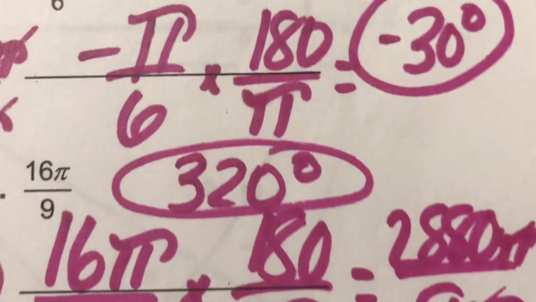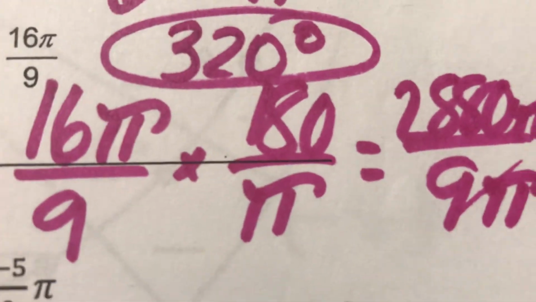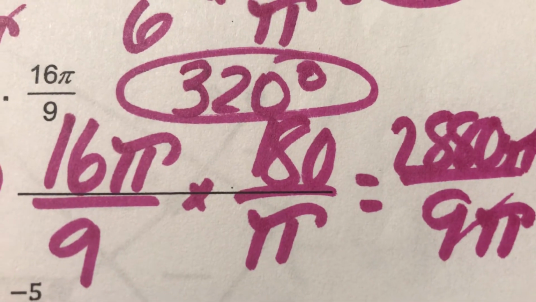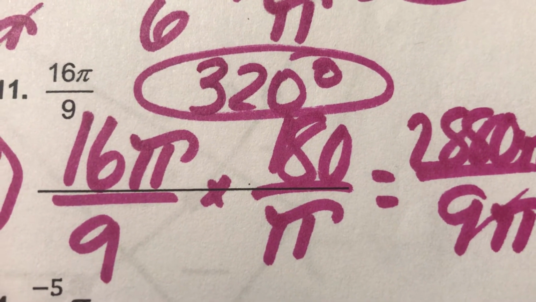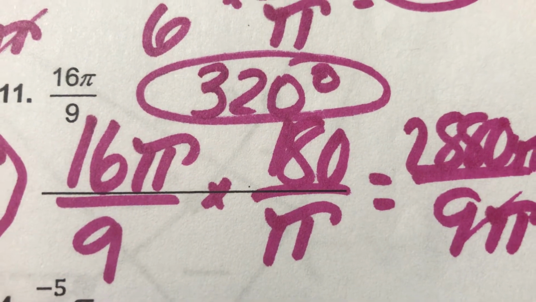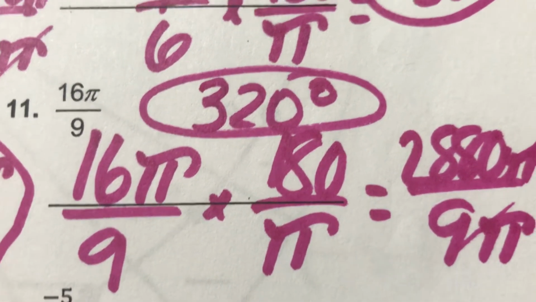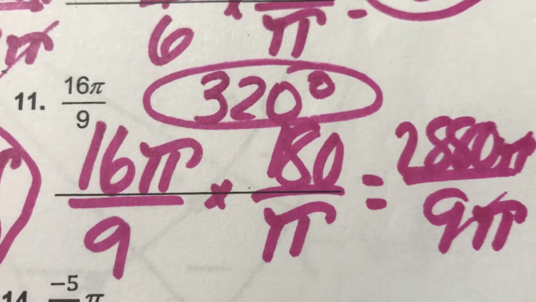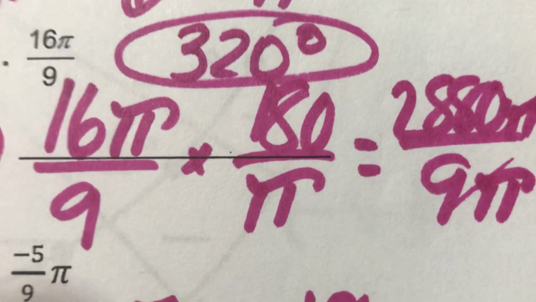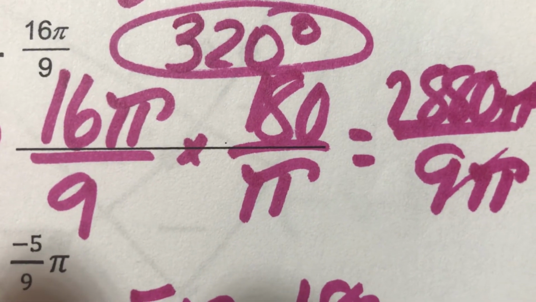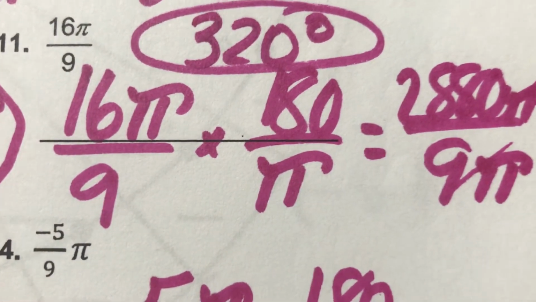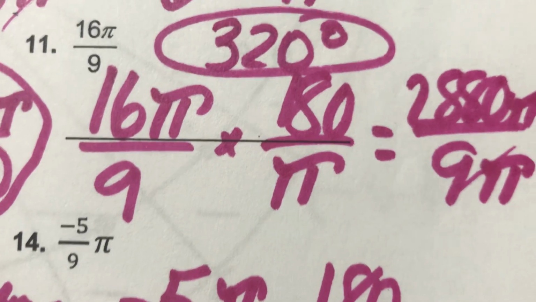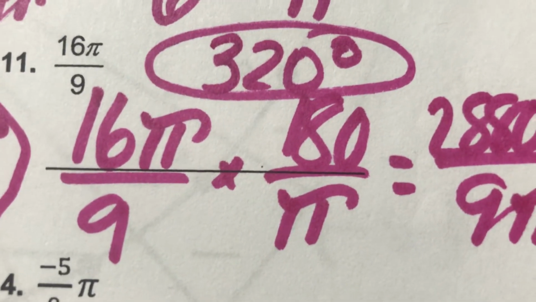Next one that is radians is number 11. Number 11, to convert to degrees, multiply by 180 over pi. Pi would cancel. And that one goes evenly also. If you do 2880 divided by 9, you get 320 degrees. So number 11 is 320 degrees.